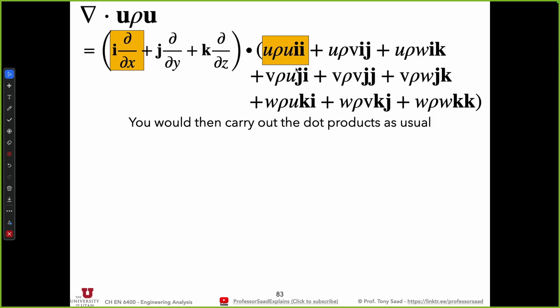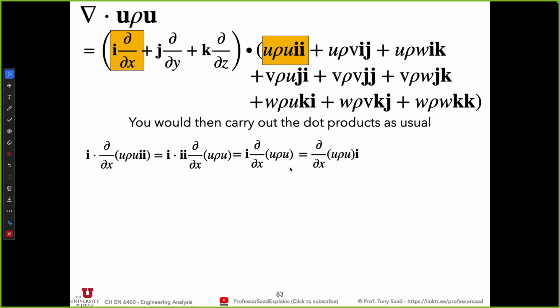So i dot i is 1, and you're left simply with i, right? So i dot d by dx of all of this gives me i dot i because the i unit vector doesn't change with respect to x. The u rho u remains under the x derivative, and the result is this component, d by dx of u rho u with the i unit vector.